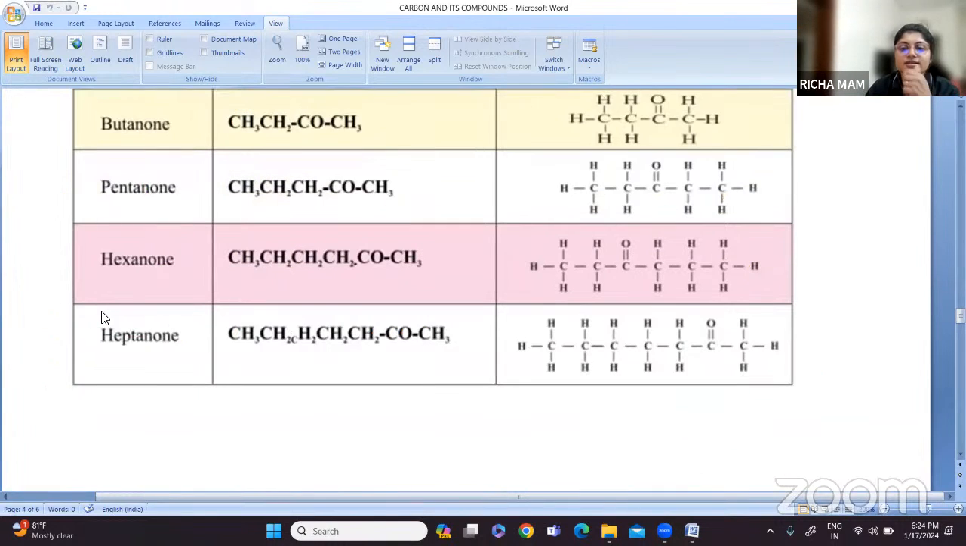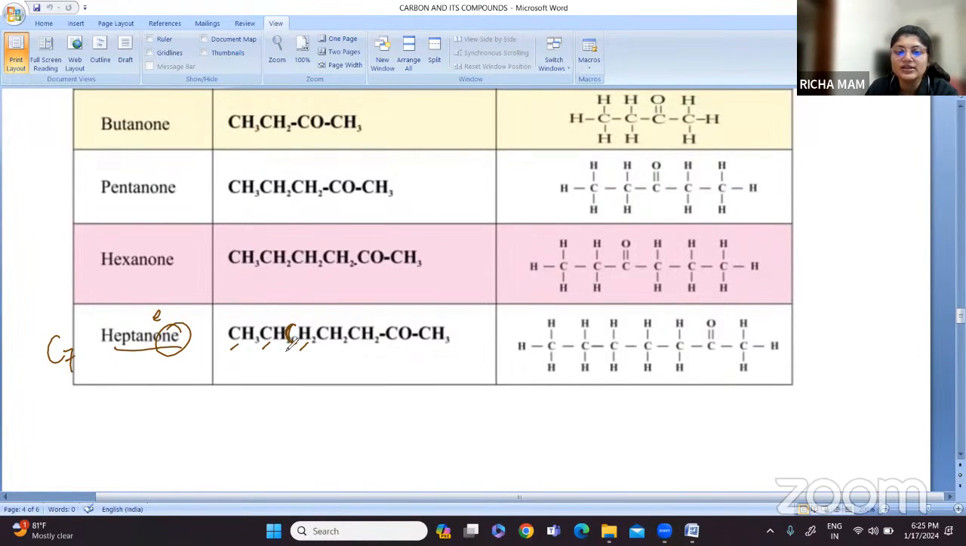Okay. Next is heptanone. Heptanone means when the number of carbon atoms is 7, then it is termed heptanone. Here the E is replaced by ONE. So the number of carbon atoms: 1, 2, 3.